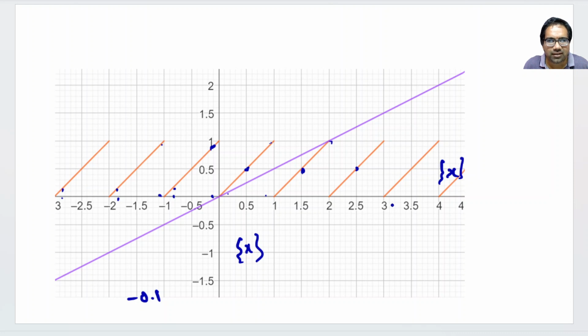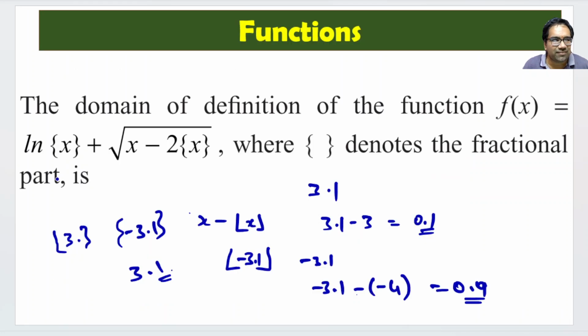There is always a break at every integer, because for every integer, the fractional part of x is 0. The fractional part of 2 or minus 2 is always 0, right? There is no fractional part. Now, here we are given this function ln of the fractional part of x. Whenever x is an integer, the fractional part of x becomes 0, and logarithm is not defined for 0. Logarithm is defined only for positive numbers. So, clearly, x can't be an integer.